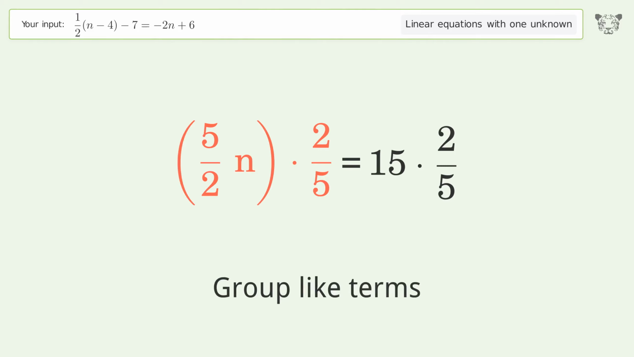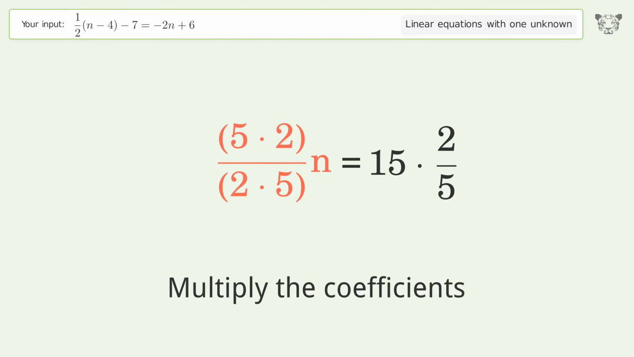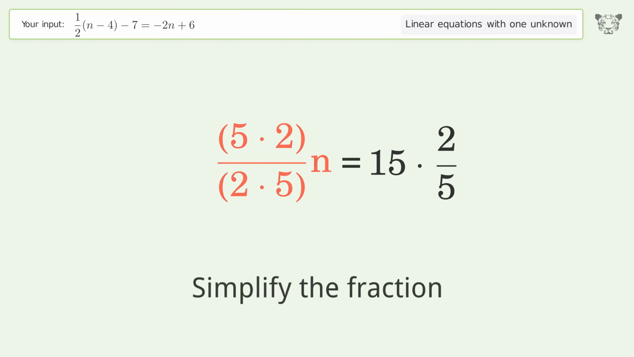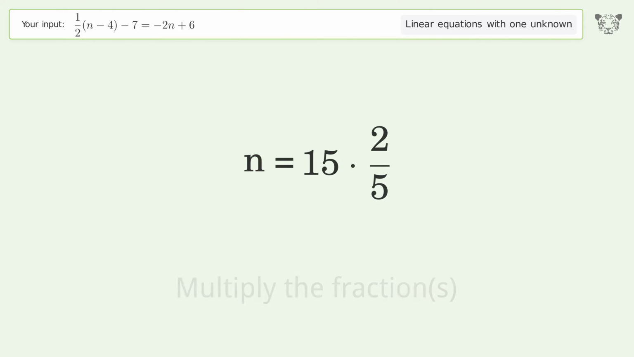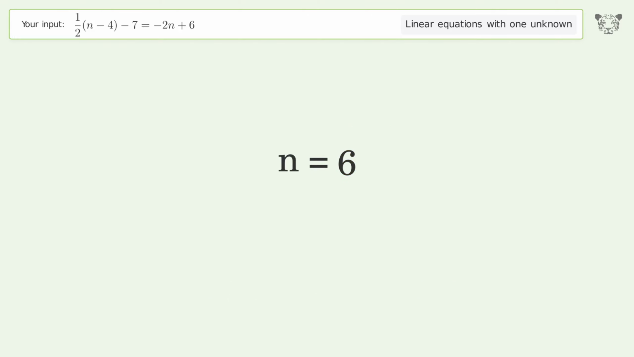Group like terms. Multiply the coefficients. Simplify the fraction. Multiply the fractions. Simplify the arithmetic. And so the final result is n=6.